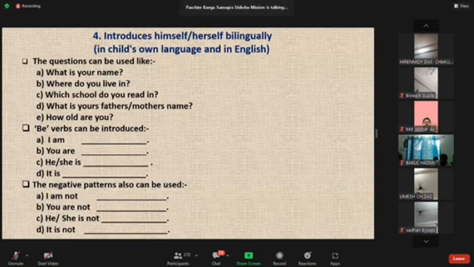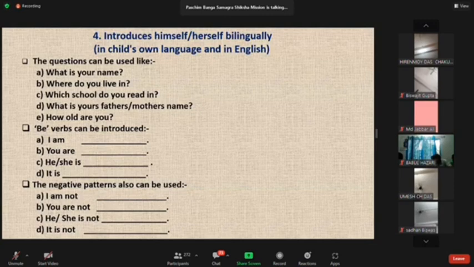But we have to convert this factual knowledge into conceptual knowledge whenever they are able to speak or tell the answer in a complete sentence. That is, whenever we are asking, what is your name? They are able to tell that my name is Robi Roy. So then this learning outcome is fulfilled, that he or she can introduce himself or herself properly.